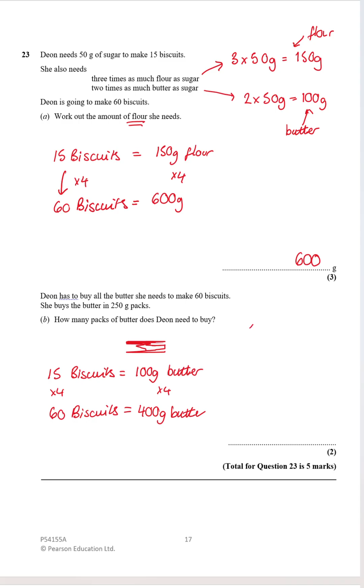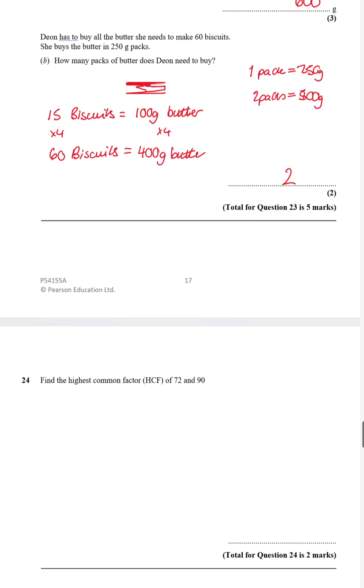They're sold in 250 gram packs, so one pack would be 250 grams. If I went and bought 2 packs, I'd get 500 grams. And oh look, I've already got enough. I need 2 packs of butter. I can't have 1 point something of butter or whatever it may be, because I can't go into a shop and cut a block of butter in half. I have to buy the whole packet.